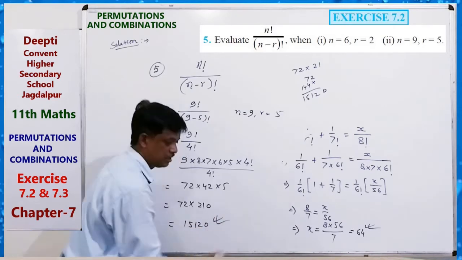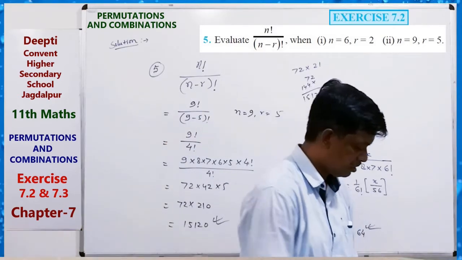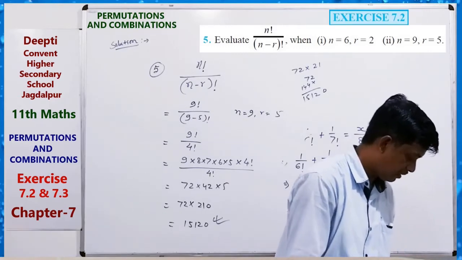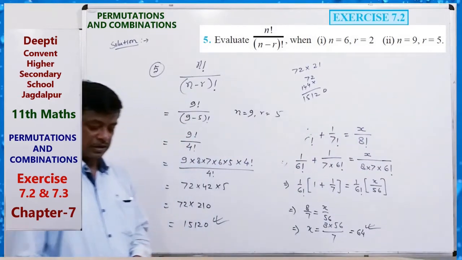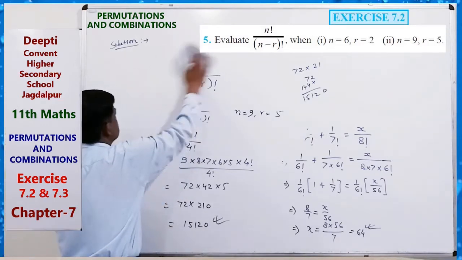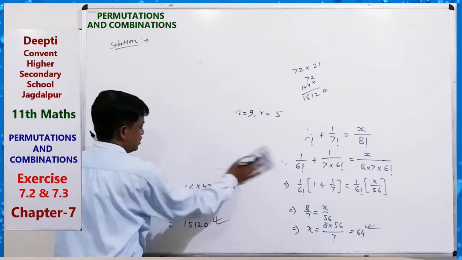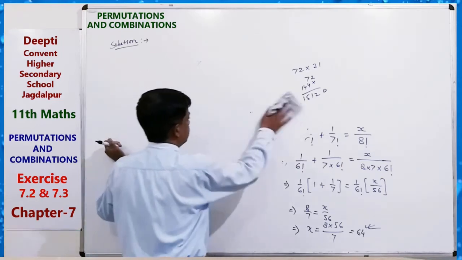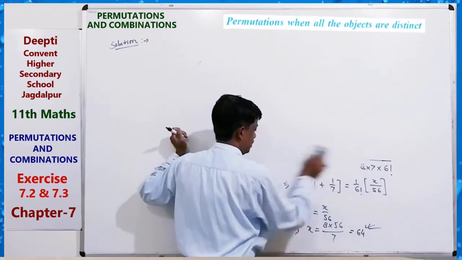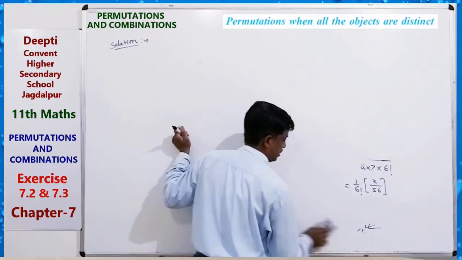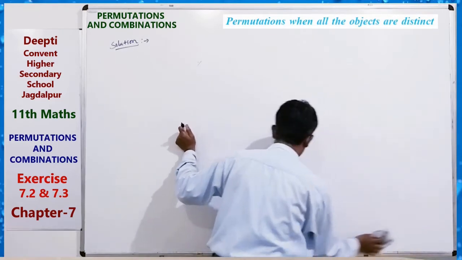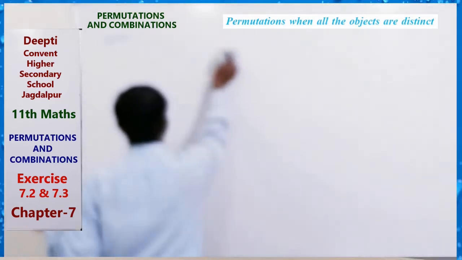So this is the answer. Just for calculation, this exercise answers are 15120 and 30. Clear? So this is the technique for solving factorial notation. Exercise 7.2 is given for practice of calculating the value of factorial. Now we know permutation.